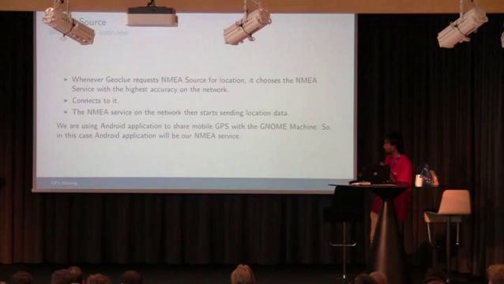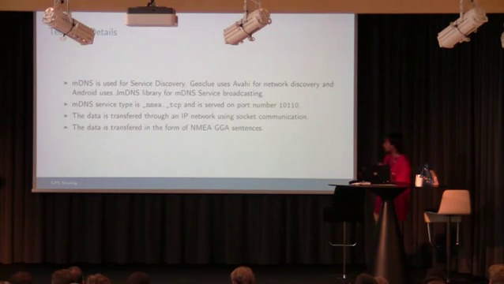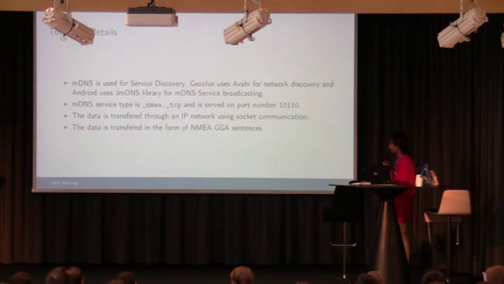There are some technical details for device discovery. We are using mDNS. So we have two sides now: an NMEA service, which can be installed on an Android device, or you can create an NMEA service of your own. And the GeoClue end uses Avahi to search for all NMEA services on the network, and Android uses JmDNS, an open source library for Java for mDNS purposes.